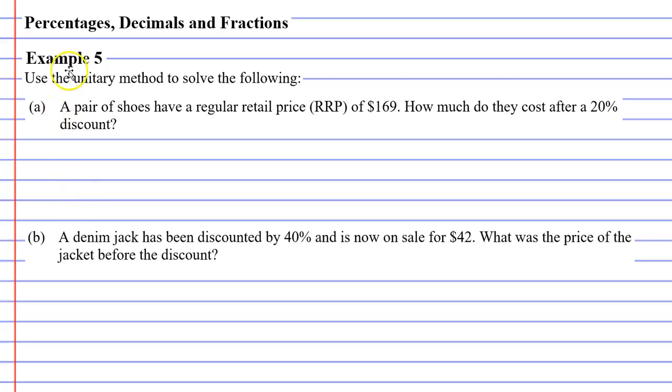In this video, we're going to complete example 5, and we're going to use something called the unitary method to solve some problems. Now, the two problems we're looking at involve percentages. This method, called the unitary method, is really useful in situations where you have quite complex questions involving percentages. And you'll notice that when we go through question B, this question is probably more complex than you might think.